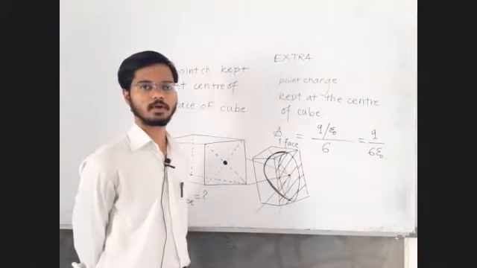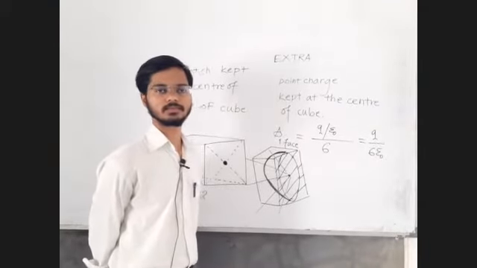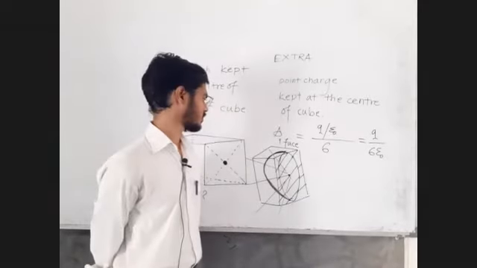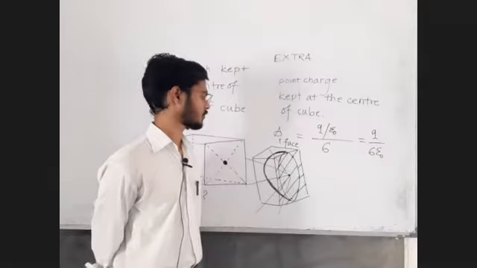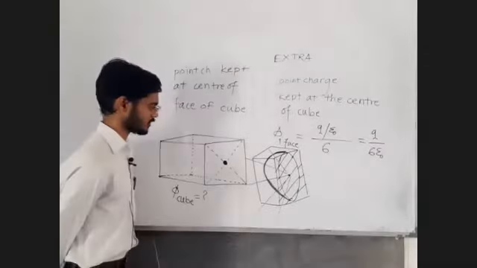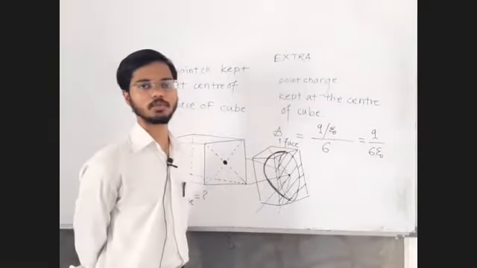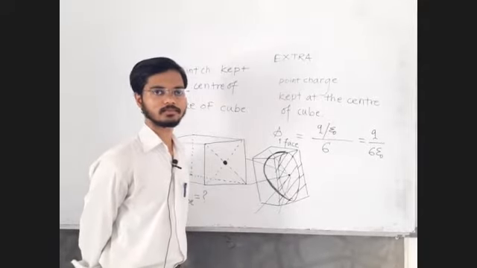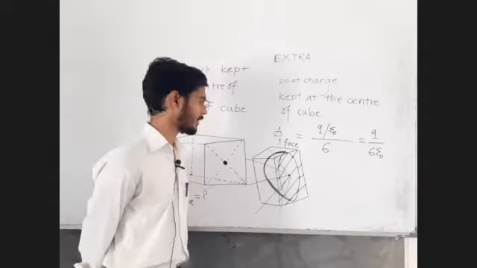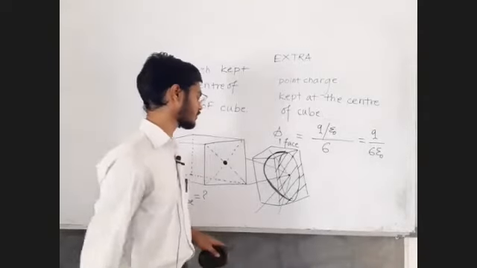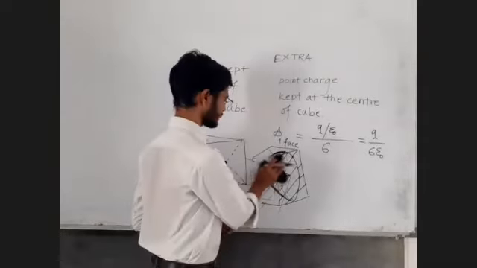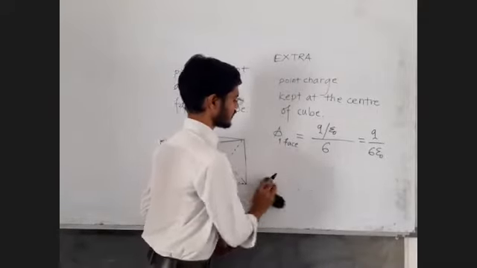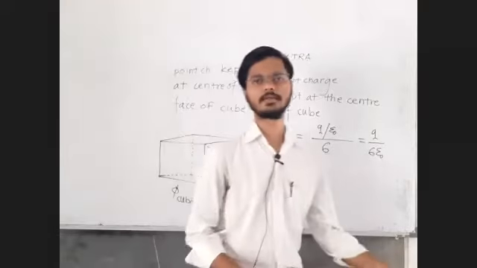Yes or no, reply to me in the chat box. How many flux are crossing the cube if the charge is placed at the surface of the cube, not at the center of the cube? Let us try to imagine a symmetry. Not this way, let us use a different way. If you are not understanding this way, let us go by the general method.